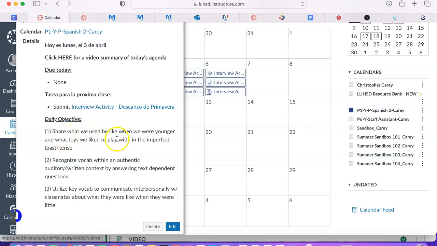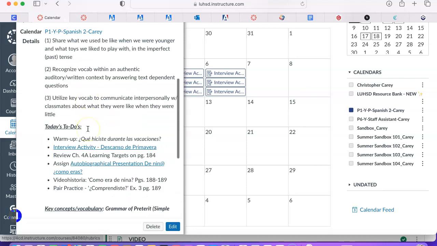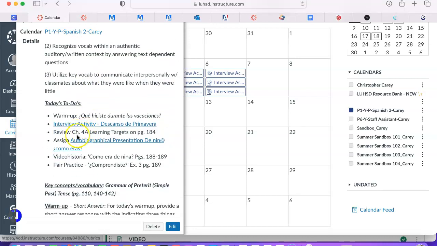Share what we used to be like when we were younger and what toys we like to play with using the imperfect past tense. Recognize vocabulary within an authentic, auditory, written context by answering text-dependent questions, and then utilize key vocabulary to communicate interpersonally with classmates about what they were like when they were little. And we're going to be doing all of that in Chapter 4a, which will begin today.